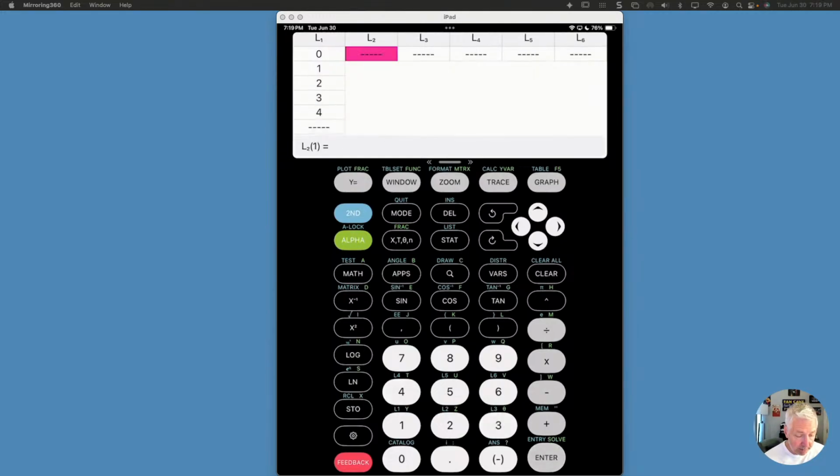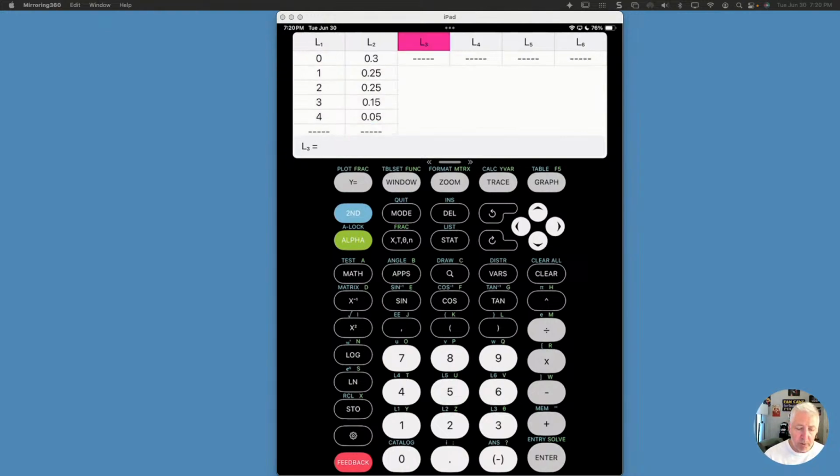Now I'm going to put my probabilities in, which are 0.3, 0.25, 0.25, 0.15, and 0.05. Let me double check that, make sure it's all good. Okay, I've got everything in there that I need. I'm going to use column 3 to find the mean, which is the summation of the x values times the probabilities. My x values are in L1 and my probabilities are in L2.